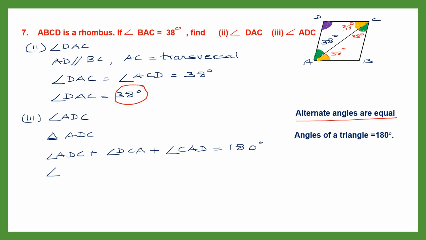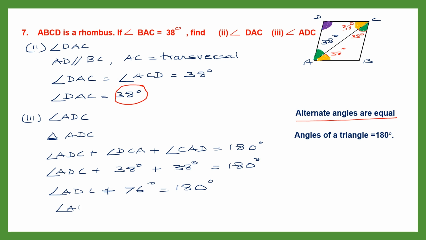So here we need to find angle ADC. We don't know it, isn't it? Plus angle DCA is 38 degrees, plus angle CAD is 38 degrees. Together they will all add up to 180 degrees. So now we can find angle ADC. This plus 38 plus 38, which is 76 degrees, is equal to 180 degrees. To find angle ADC, we just have to say 180 degrees minus 76 degrees, and that is equal to 104 degrees. So we have found the value of angle ADC also, and that is 104 degrees. So this is our answer to this question.